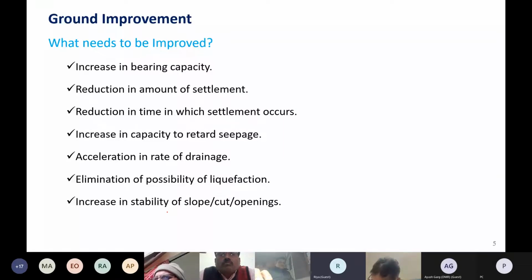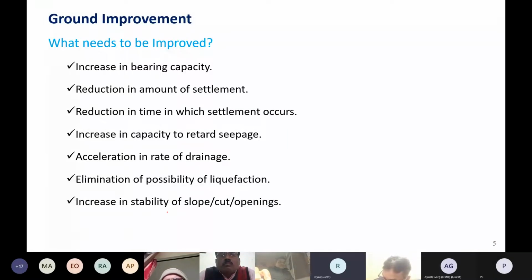For example, in clay soils. Clay soils are not freely draining soils, right? So it takes a lot of time for the water to come out. That means it takes a lot of time for the settlement to happen, for the consolidation to happen. So if you want to accelerate that, ground improvement helps. If you want to accelerate the drainage in your soil, ground improvement helps.